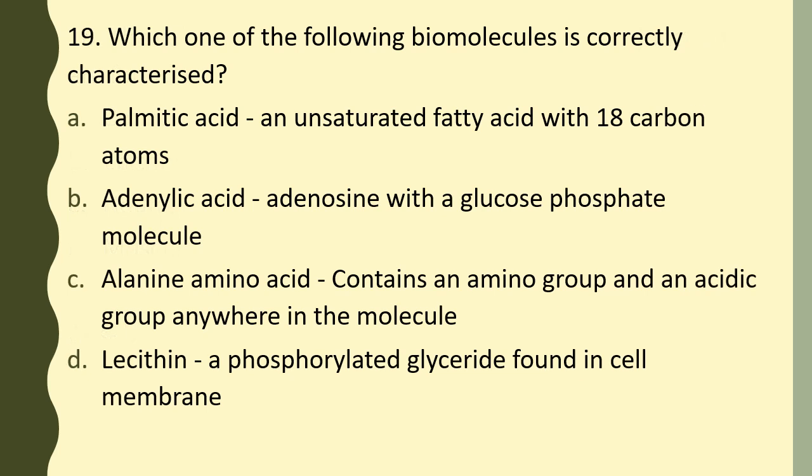Question number 19. Which one of the following biomolecules is correctly characterized? Palmitic acid, an unsaturated fatty acid with 18 carbon atoms, adenylic acid, adenosine with glucose phosphate molecule, alanine amino acid, contains an amino group and an acidic group anywhere in the molecule, lecithin, a phosphorylated glyceride found in the cell membrane. Correct answer is option D, that is lecithin, a phosphorylated glyceride found in the cell membrane, is correct.